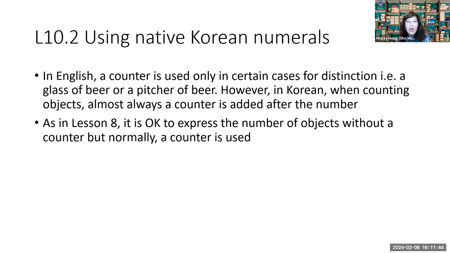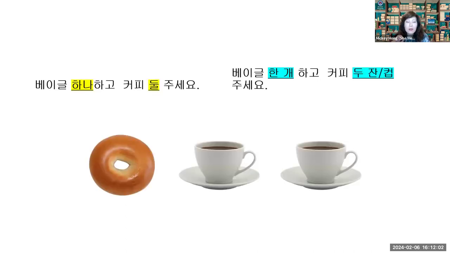Okay. It's okay, as we learned in lesson eight, to express the number of objects without a counter, but normally we actually use a counter. It's not wrong grammatically, it's not weird, but it's more natural for heritage speakers to add the counter. So you can say either bagel 하나하고 커피 둘 주세요. Please give me one bagel and two coffees. But normally we say bagel 한 개하고 커피 두잔 or 두컵 주세요.